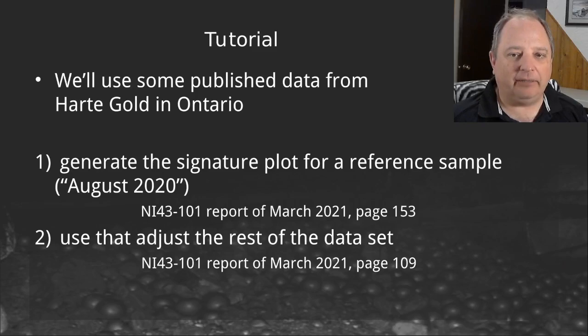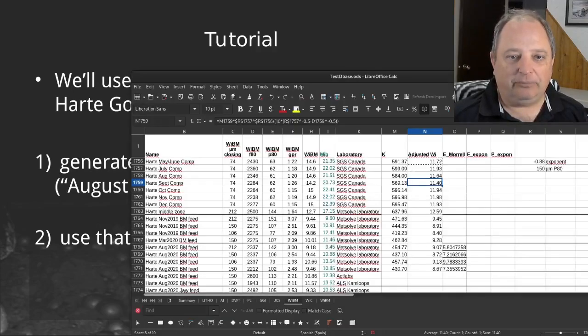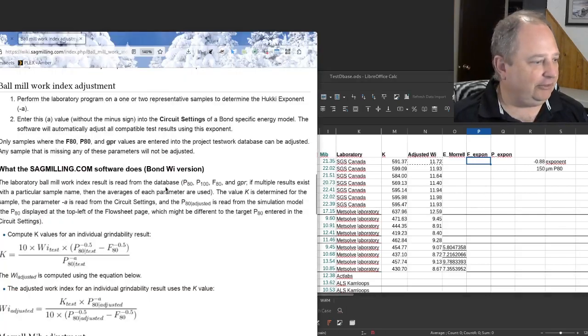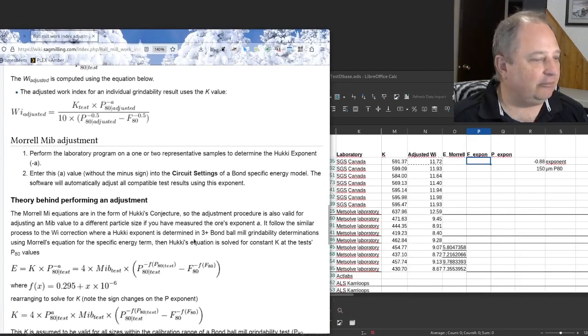Okay, now we're going to do the same thing, except we're going to do it for the Morrell Mib number. Now, there is a published equation out there that can be used to adjust Mib numbers for different P80 sizes. We're going to do it this way using Josephine's concept, because this is going to be far more robust than a more typical equation that's calibrated to a normal, typical, average ore. So we can go back to our database here, and let's fill in the Morrell data and generate its signature plot.